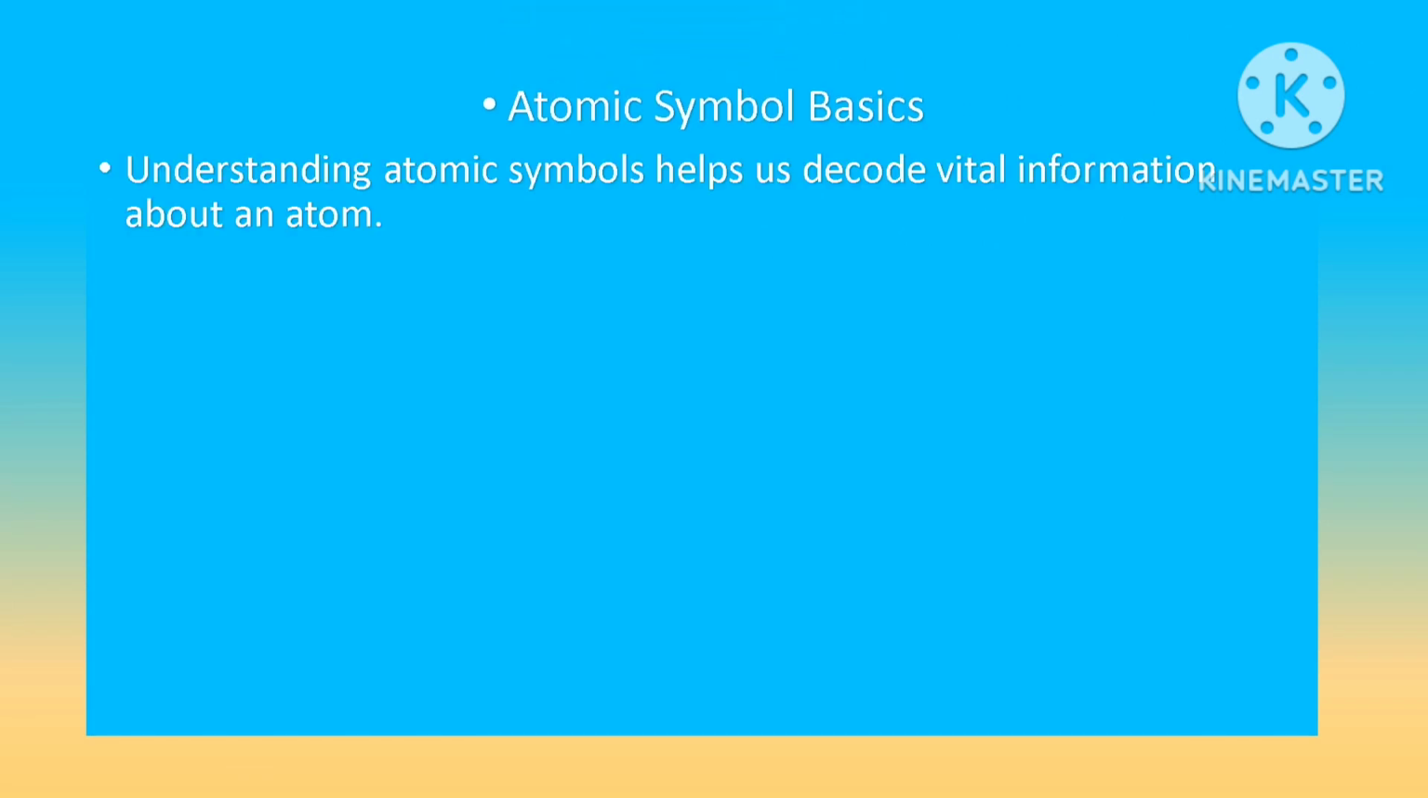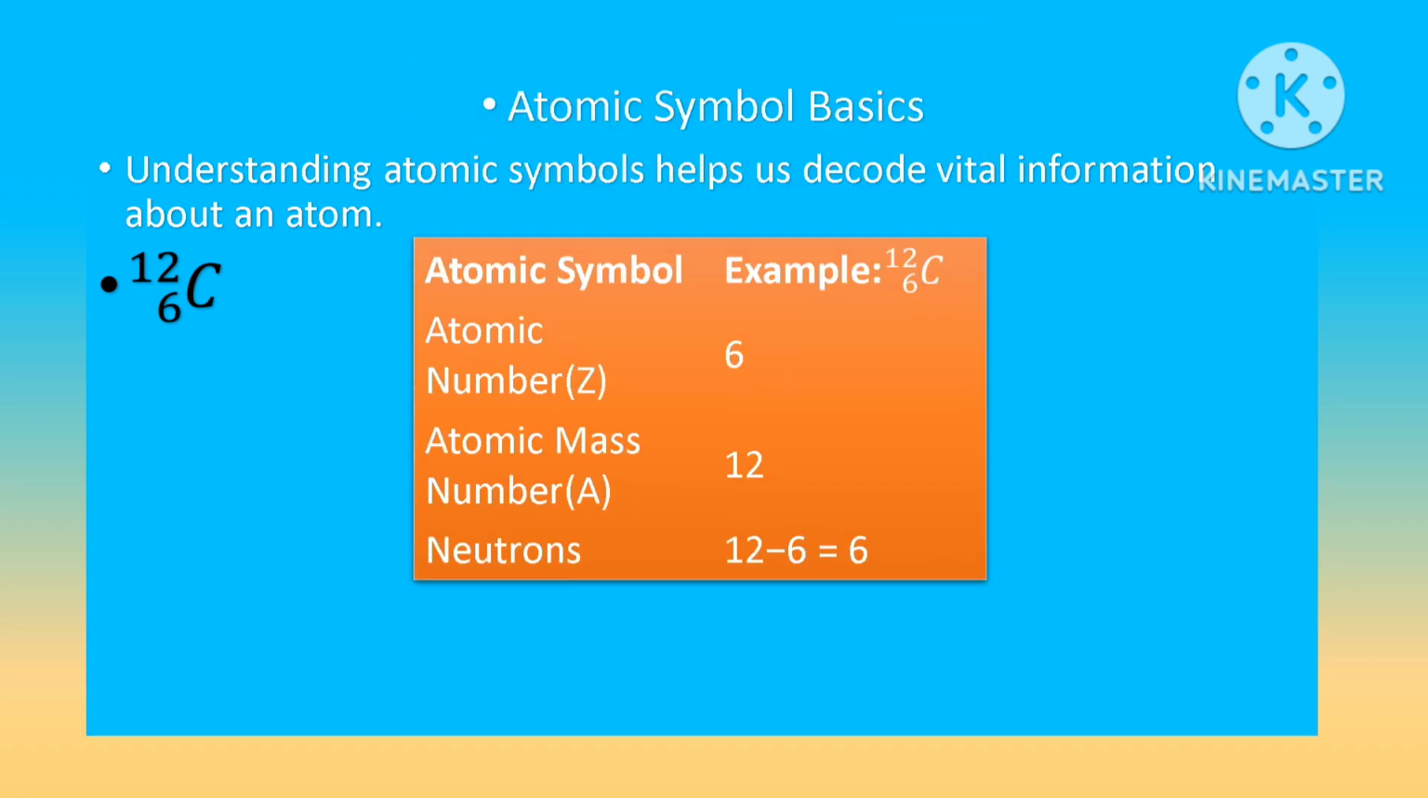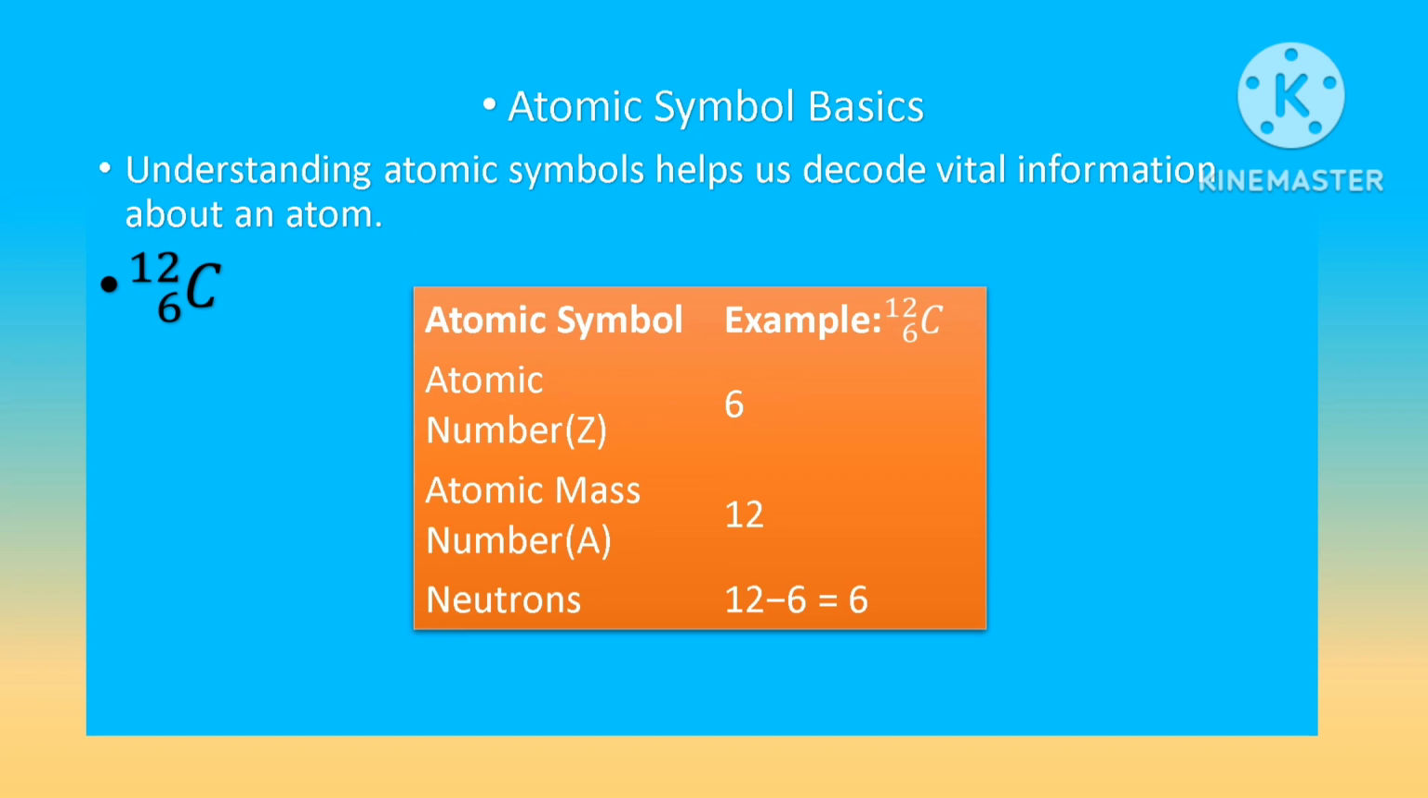Atomic symbol basics. Understanding atomic symbols helps us decode vital information about an atom. Here C stands for carbon, 12 stands for its atomic mass number, and 6 stands for its atomic number. With the help of this given information, we can find out the neutrons of the particular atom. Here we have to deduct the atomic number from the atomic mass number.